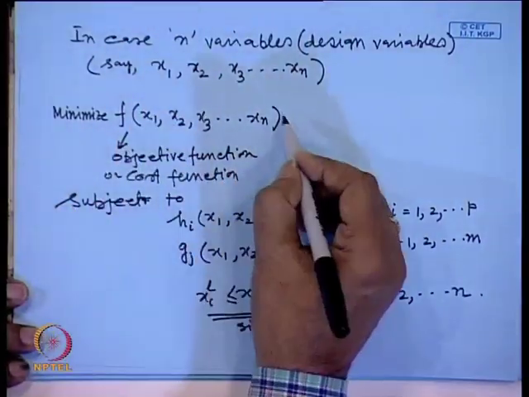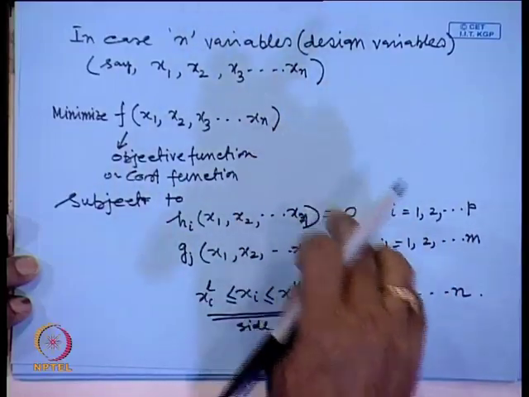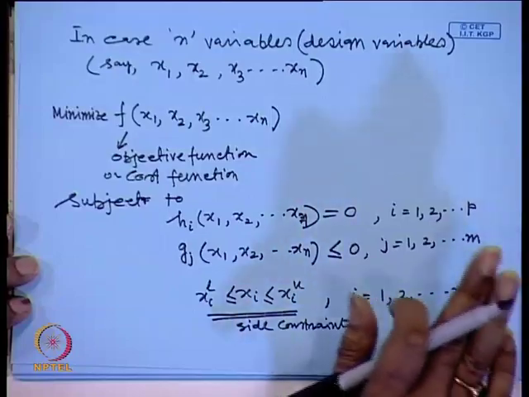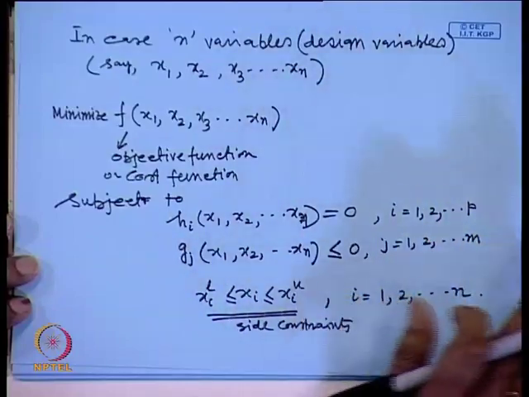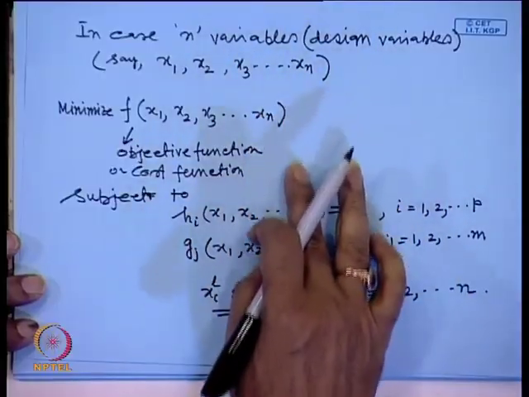If the objective function, equality constraints and inequality constraints are all linear, then it will be called a linear optimization problem or linear programming problem. If any one of these, either the objective function or any one of these functions, is nonlinear, then it is a nonlinear optimization problem. So, one can write this in a more compact form, agree?